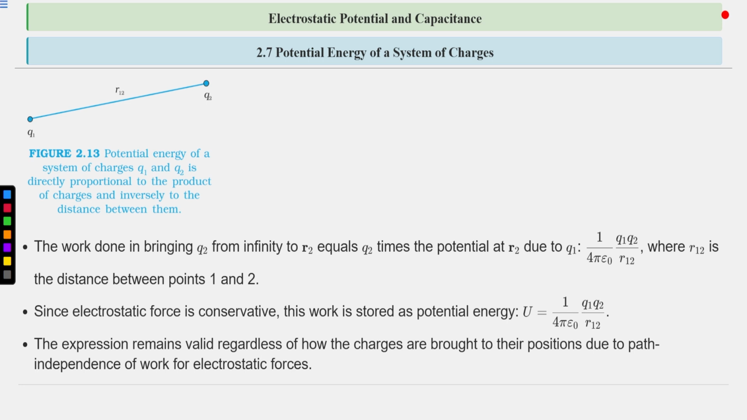Initial position of both these charges is infinity, and the final position of both charges is this point and this point, and the distance between them is this. We are not concerned about the path or the way we bring these charges to these points. So the expression remains valid regardless of how the charges are brought to their positions due to path independence of work for electrostatic forces.